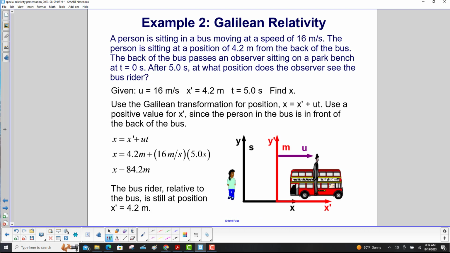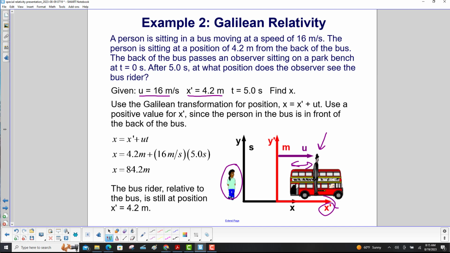The givens are the speed of the bus, which is u, and the position of the person relative to the bus. So the person right here is at 4.2 meters from the back of the bus, and that's in the moving reference system. And time is equal to 5 seconds. Find x, which is the position at which the observer sees the bus rider.